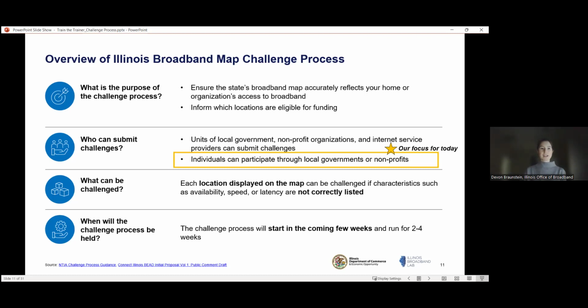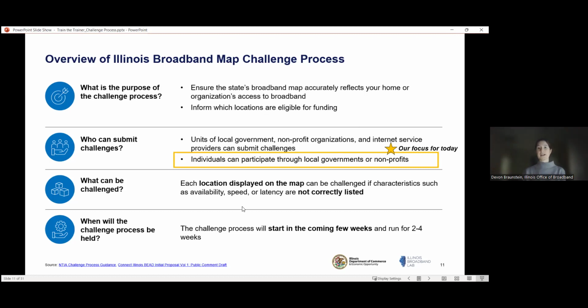Who can submit challenges? So this is really what we're going to dig in today. Only local units of government, nonprofit organizations, and internet service providers can formally submit challenges to get this map up to date. But individuals can participate through local governments or nonprofits, which is really going to be our focus today, hence that train the trainer approach.